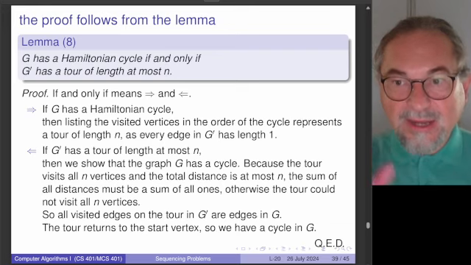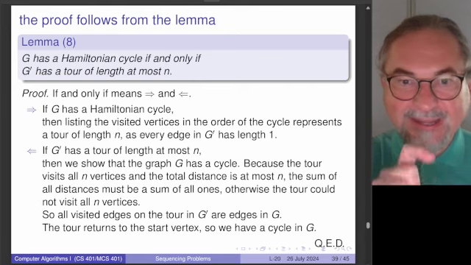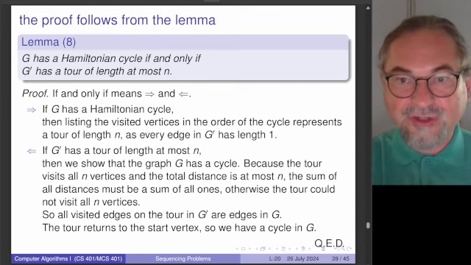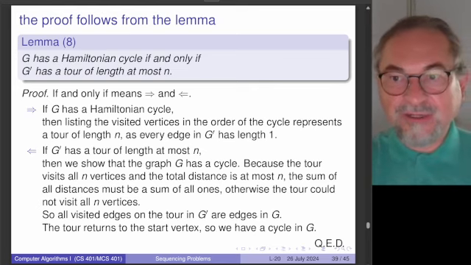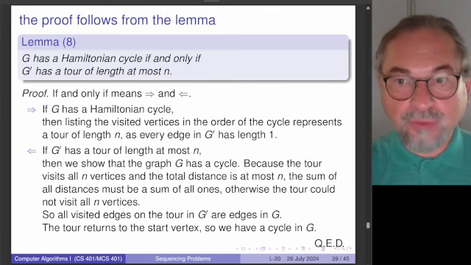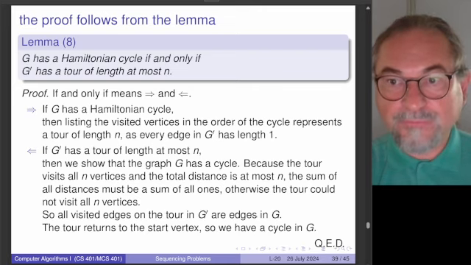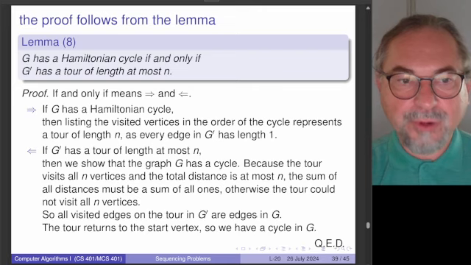We have by construction that if there was an edge in G, then in G prime there will be an edge of length 1. So we do have a tour of length n in G prime. So we have solved the Hamiltonian cycle problem.